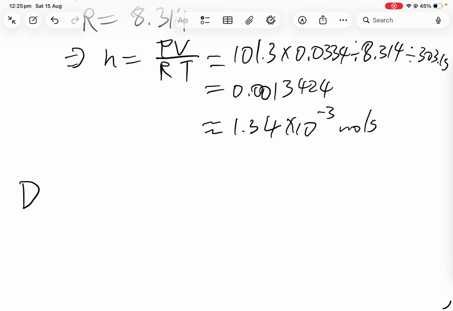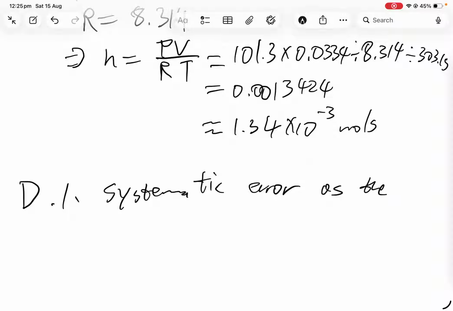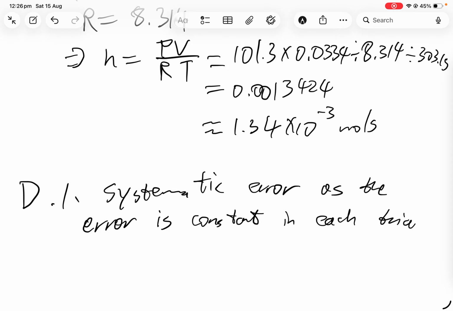Okay, part D. Part D says the students realized they forgot to lubricate the glass plunger before sealing the syringe. As a result, there is significant physical friction between the glass plunger and the walls of the syringe as it tries to expand outwards. Does the friction represent a random error or systematic error? Justify your answer. So part 1 is definitely systematic error, as the error is constant in each trial.